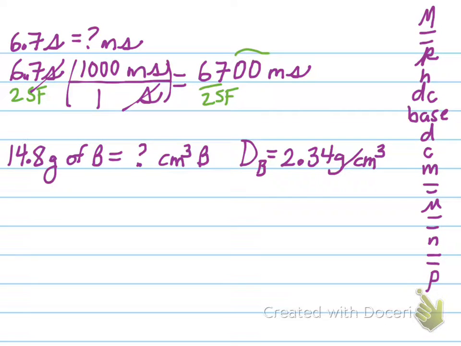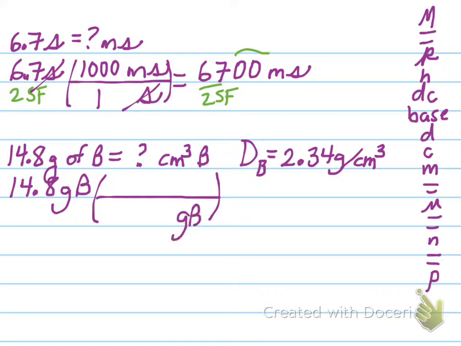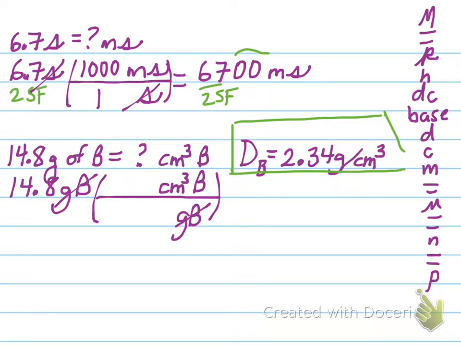So again, what I'm going to start with is my 14.8 grams of boron. Grams of boron has to go on the bottom. Centimeters cubed of boron goes on the top. Now, here I'm going to use this information. And notice that 2.34 is in front of grams. So in front of grams, I'm going to put my 2.34. And in front of centimeters cubed, when there's no number there, it's like a 1.